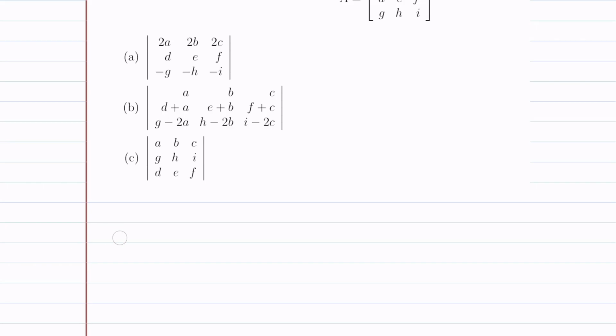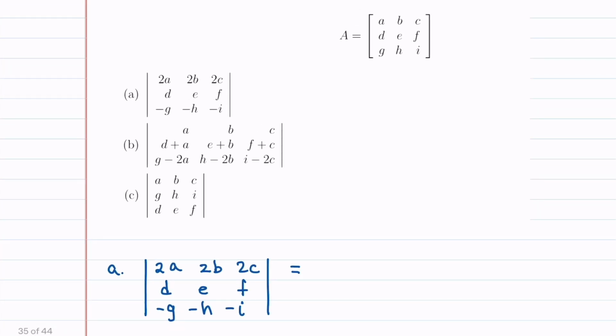I'm going to write this down. So we have a 2A, 2B, 2C, and then a D, E, and F, and a minus G, a minus H, and a minus I. If we look back up and compare this determinant to matrix A, we can see that the difference is that we have 2's here and minus 1's here. So our strategy is going to be to pull those out.